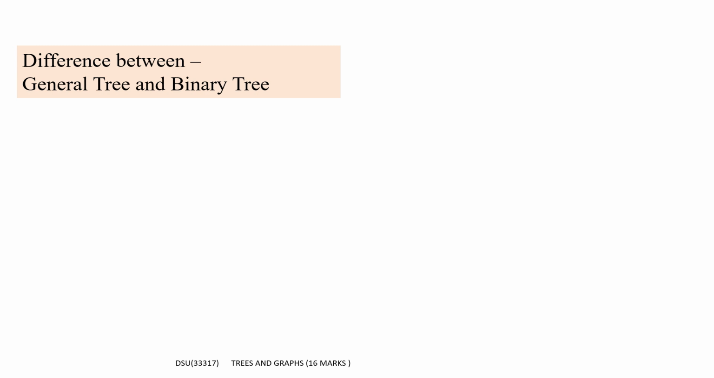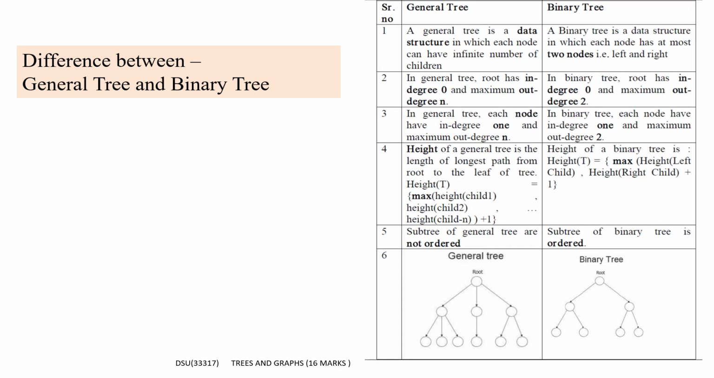Now we will see the difference between the general tree and binary tree. These are the different points which indicate the difference between the binary tree and the general tree. First difference: a general tree is a data structure in which each node can have an infinite number of children. A binary tree is a data structure in which each node has at most two nodes, that is left and right. In a general tree, the root has in-degree 0 and maximum out-degree n. In a binary tree, the root has in-degree 0 and maximum out-degree 2.